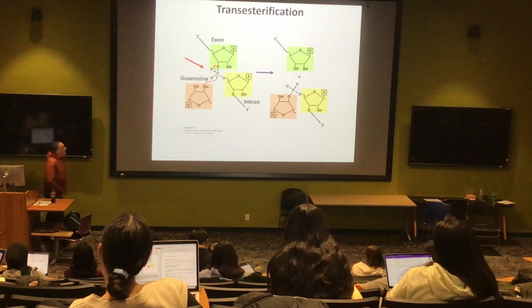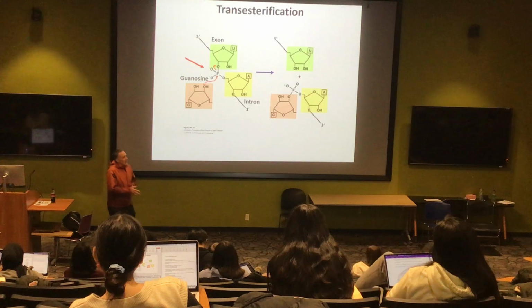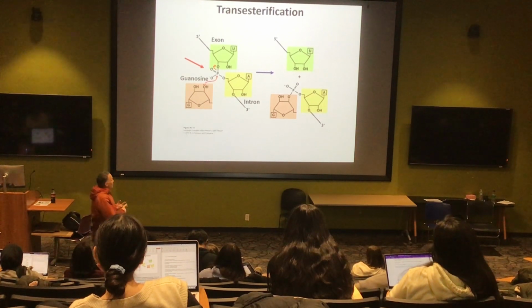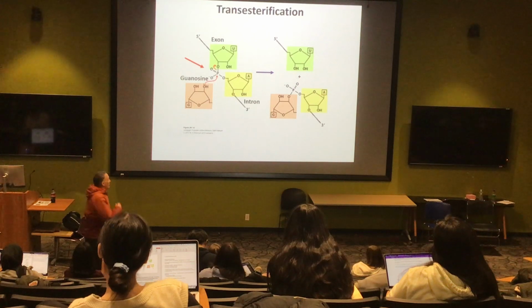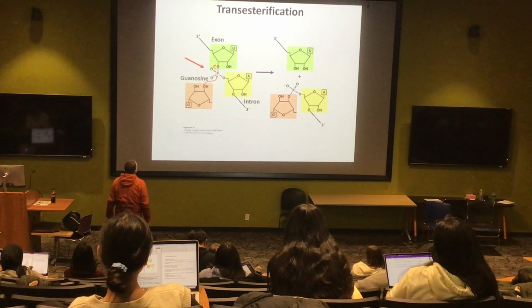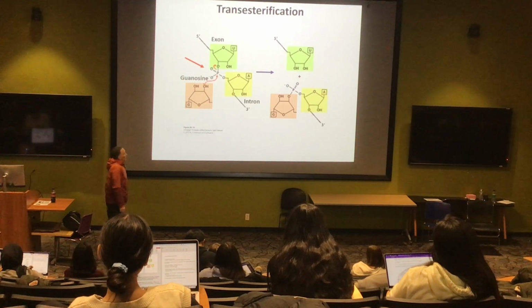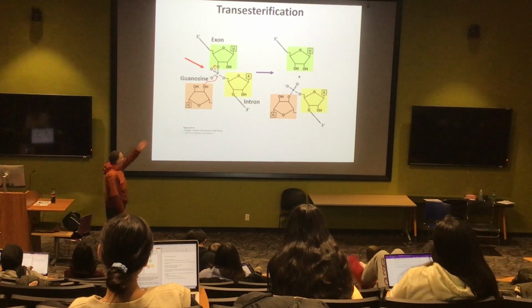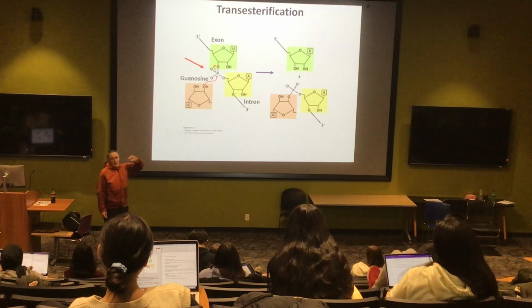Okay, a key feature of these splicing mechanisms, particularly the group 1, group 2, and spliceosomal, is this transesterification process. In this case, you can see what we're doing here is essentially a nucleophilic attack on the phosphate group of a phosphodiester bond, and breaking a phosphodiester bond.